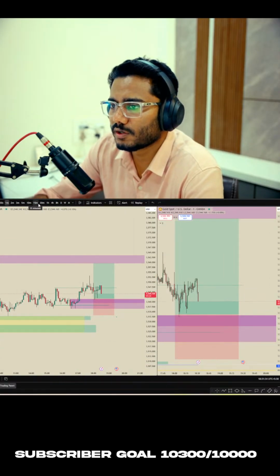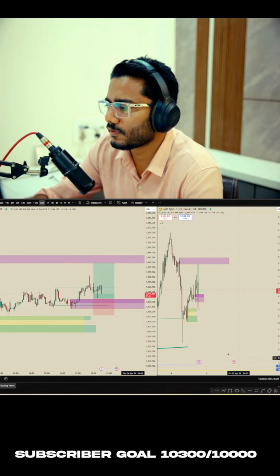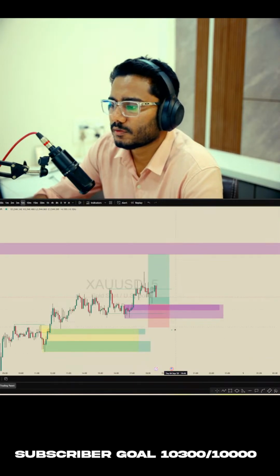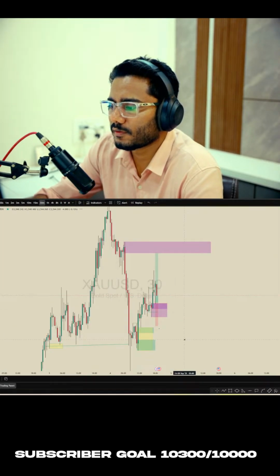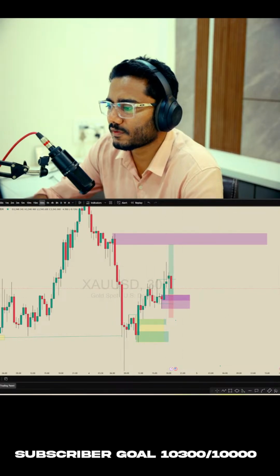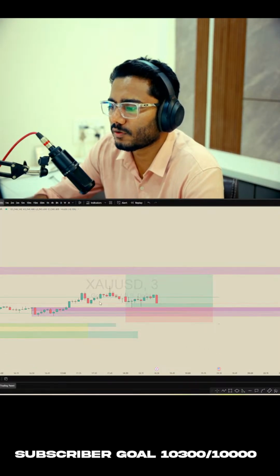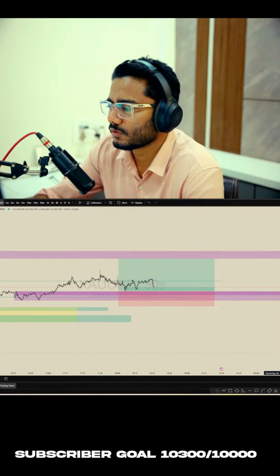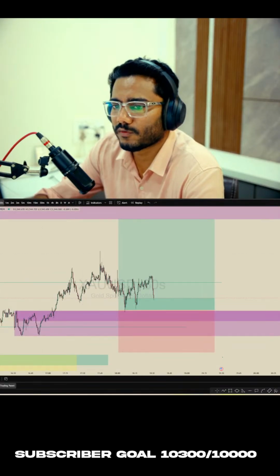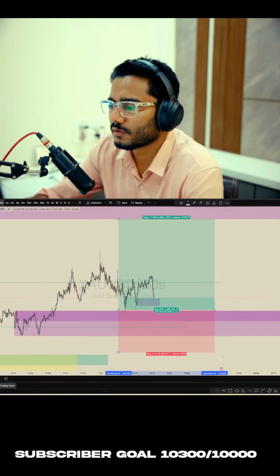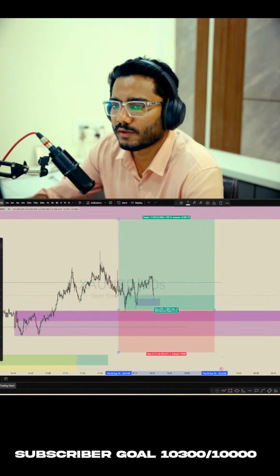Gold, I think it should continue to the upside. So if you look at 30 minutes, then this is a 30-minute order block. Price is creating higher highs and higher lows. But right now it's coming to the downside. Don't know why. Maybe it will tap from this order block and continue sweeping this liquidity.